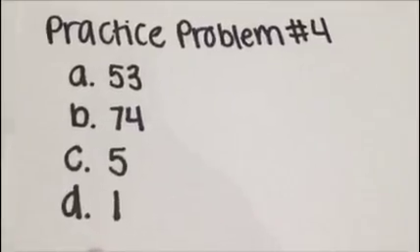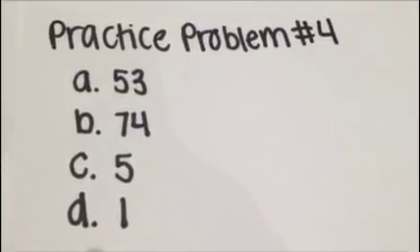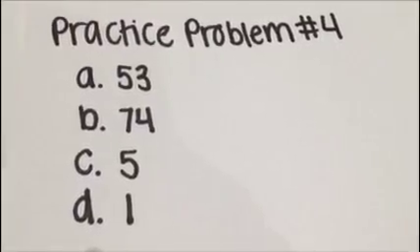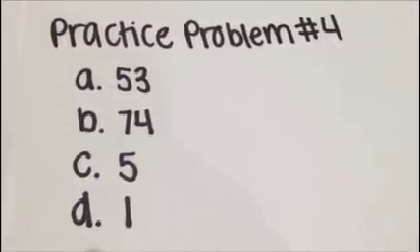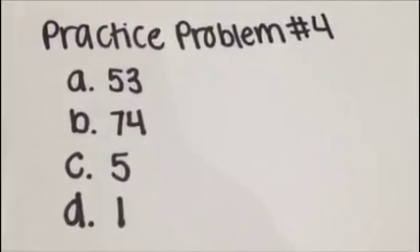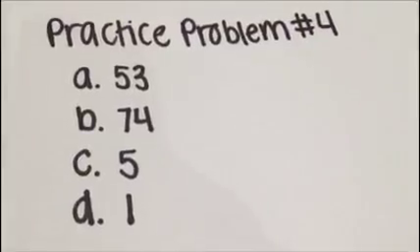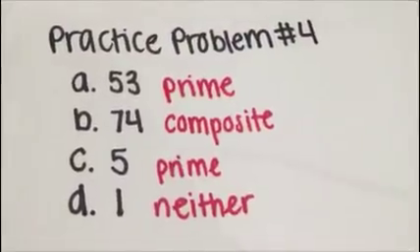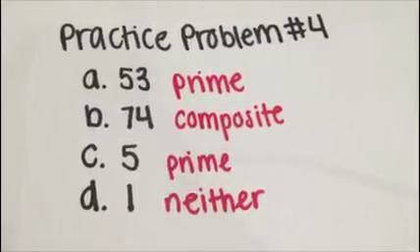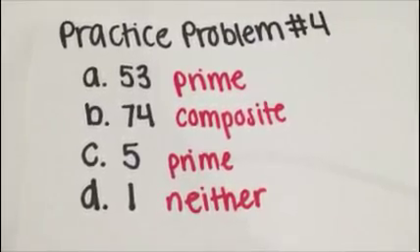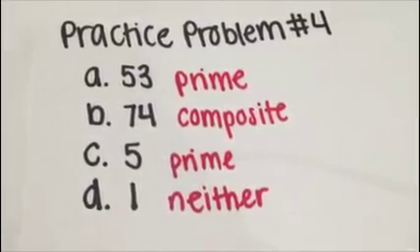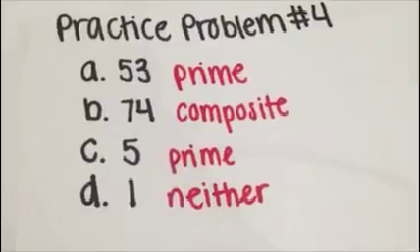Here's practice problem number 4. Identify each number as prime, composite, or neither. Pause the video here to try each one on your own. Here are the answers to practice problem number 4. 53 is prime because it is only divisible by 1 and itself. 74 is composite because it has multiple factors. 5 is prime because it is only divisible by 1 and itself. And 1 is neither.